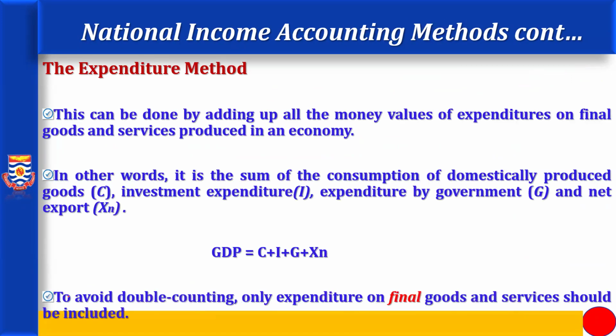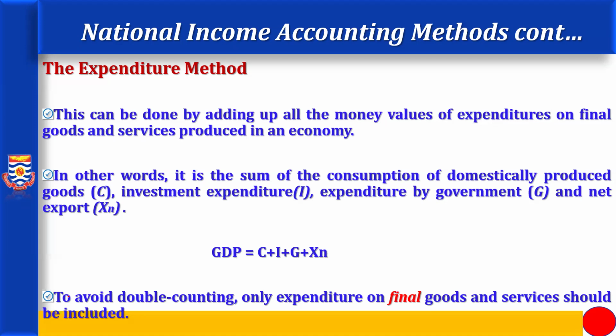Finally, the expenditure method. Now, what goes into the expenditure method? So the expenditure method can be done by adding up all the money values of expenditures on final goods and services. So here, what we mean is that all the spending made on final goods and services goes into the expenditure method.